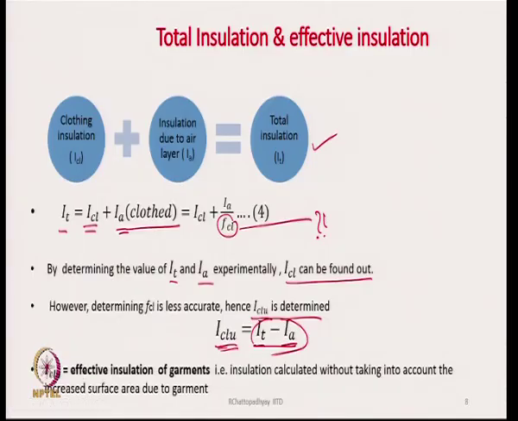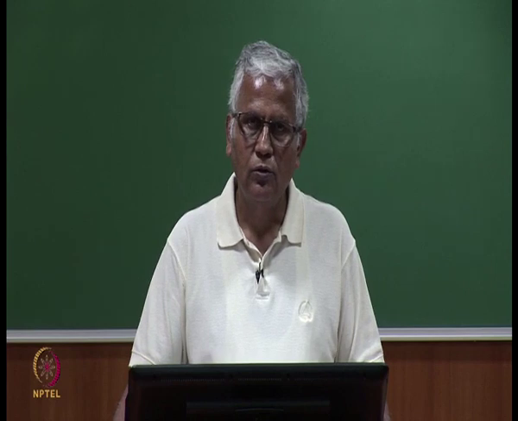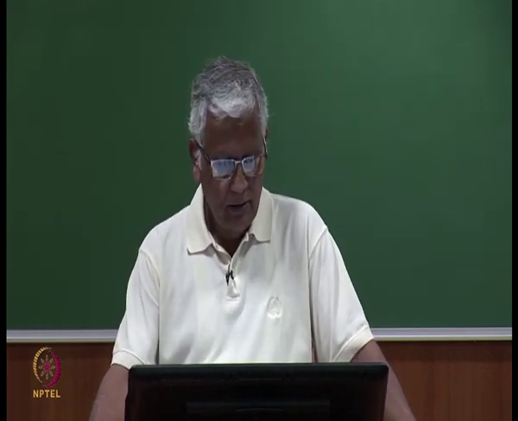I C L U therefore is called effective insulation of garments, that is, insulation calculated without taking into account the increased surface area due to the garment. That means I am not considering F C L. F C L is basically indicating the increased surface area due to the clothing. So, if you ignore that, then whatever value of the clothing I calculate, knowing the total resistance I T and only the air layer resistance I A, the difference between these two will give you the resistance of the clothing, and that will be known as I clue value.